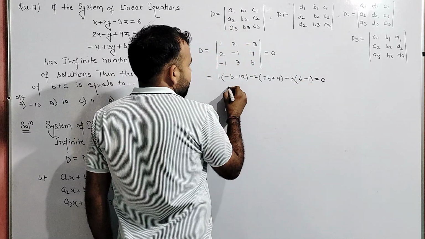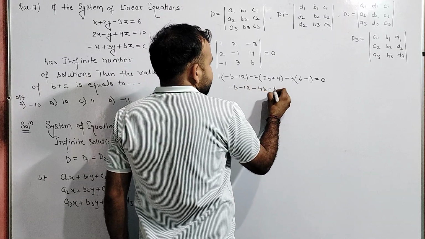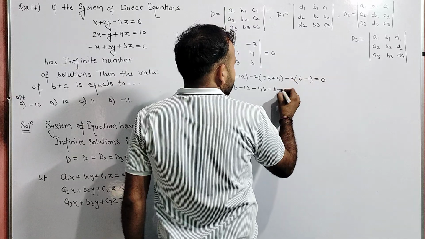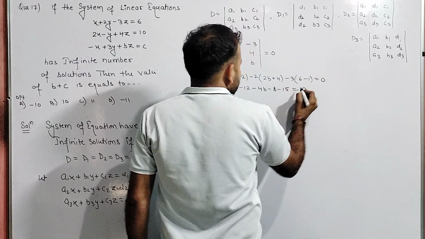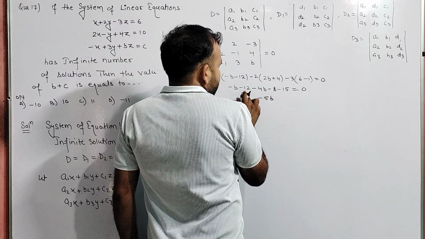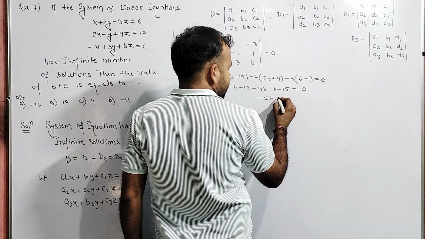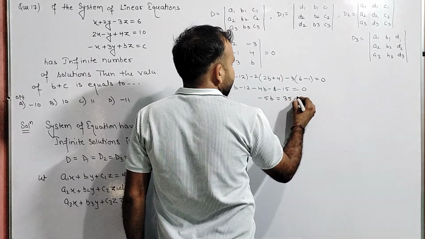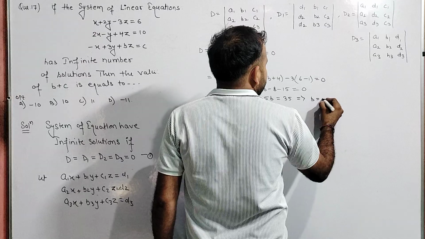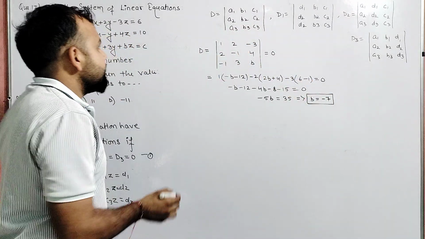You can see, student, minus b minus 12, minus 4b minus 8, this will be 5 into 3 minus 15, that is equal to 0. You can see that minus 5b, 12 and 8, that is 20 and that is 35, that is equal to 35. This implies student we got b as minus 7. B as minus 7.